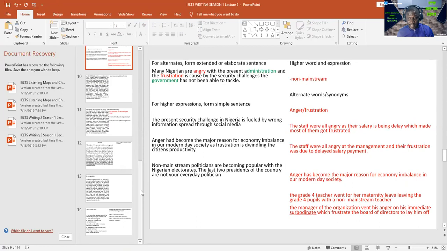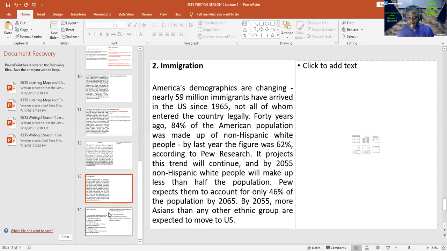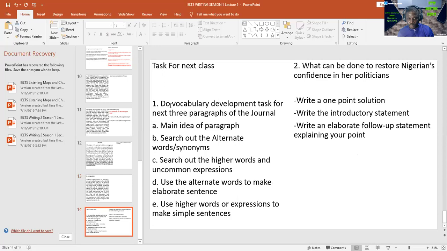And against the next class, I will give a task for me to know if you have understood what I taught. This is the task. Number one, we have vocabulary development. The paragraphs that I did not treat, please check them, like this one. Get me the main idea. Number two, you do all these things under the vocabulary development that I did today. Everything that I did, you will do them.